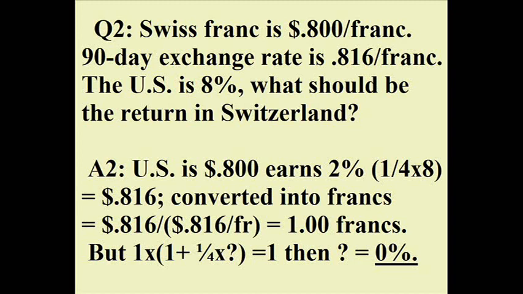Well, let's see. The U.S. account of 80 cents earns a quarter of that 8, so that's 2%, gives us 0.816. But that's the same as the exchange rate. We have to divide to make the dollars cancel, make the answer in francs, and guess what? Well, the only thing that makes 1 equal 1 is 0. And of course, you'd have to adjust for the quarter of time, meaning the 2% return was totally in the form of Swiss francs.